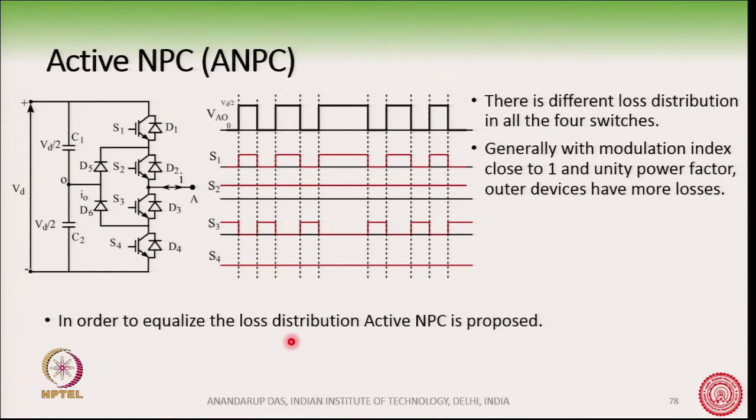Suppose we are working with a modulation index close to 1 and unity power factor, then we have seen that the outer devices will have more losses. Okay. Why?